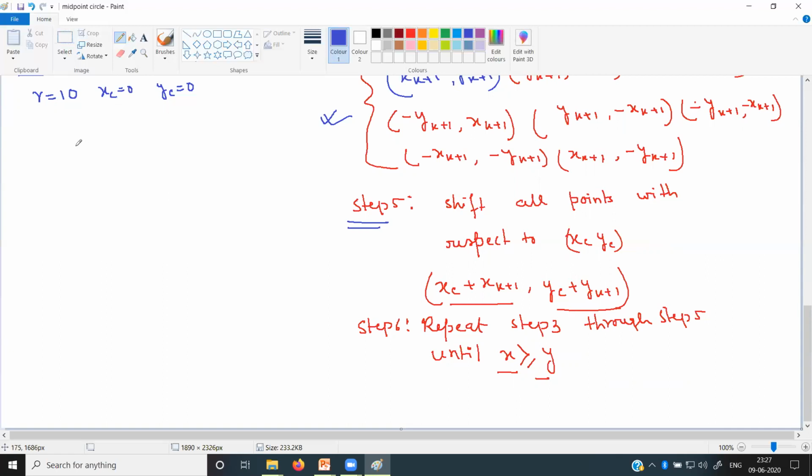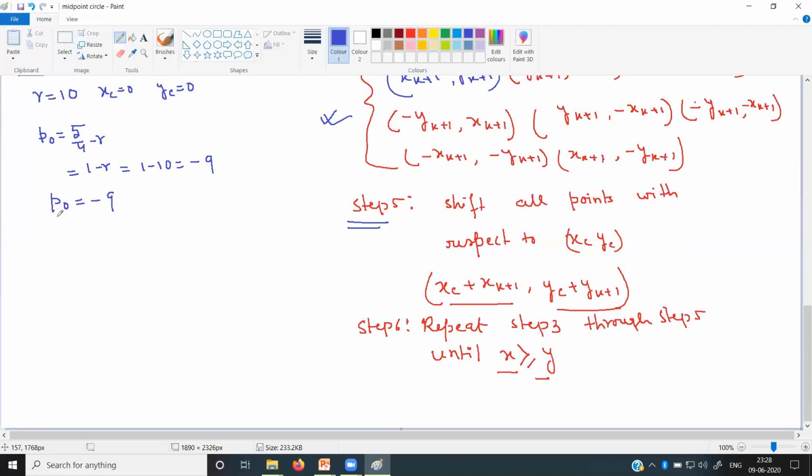Okay, so here the center of the circle is 0, 0. That means xc is equal to 0 and yc is equal to 0. We have to compute p0, the initial decision parameter, which is 5 by 4 minus r. For computation purposes, you can take 5 by 4 as 1, so it is 1 minus r. So this will be 1 minus 10, which is minus 9. So my p0 is minus 9. Again, don't get confused: 5 by 4 gives a floating point number, so for easy computation we consider 5 by 4 equal to 1 minus r.